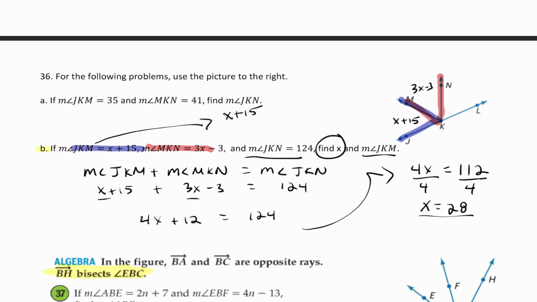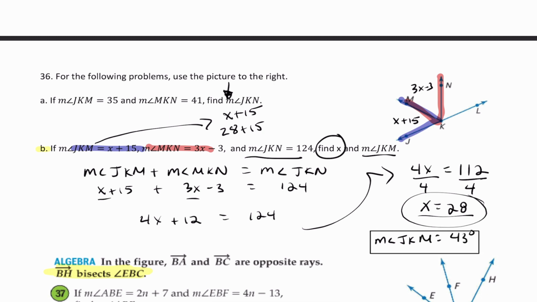So then I got to replace the x with 28. So 28 plus 15, that's going to be 43. So let's write that down here. Measure angle JKM is 43 degrees. Okay.